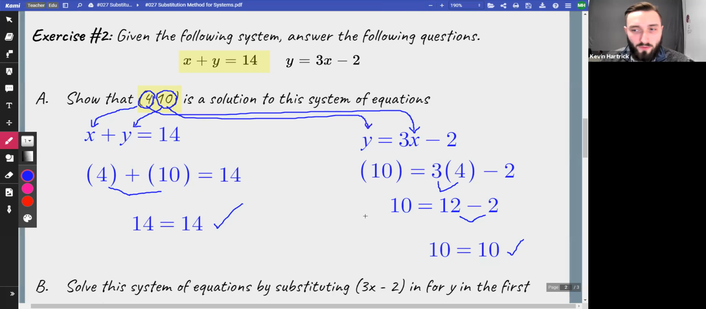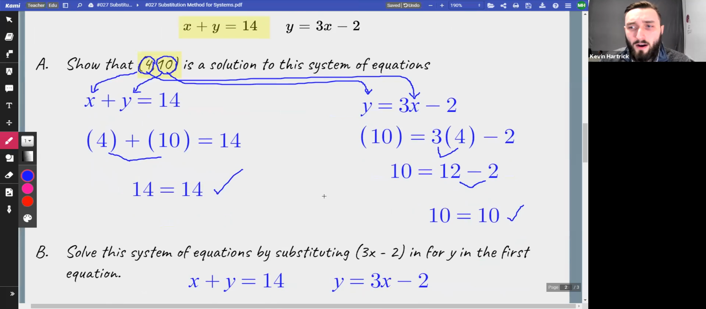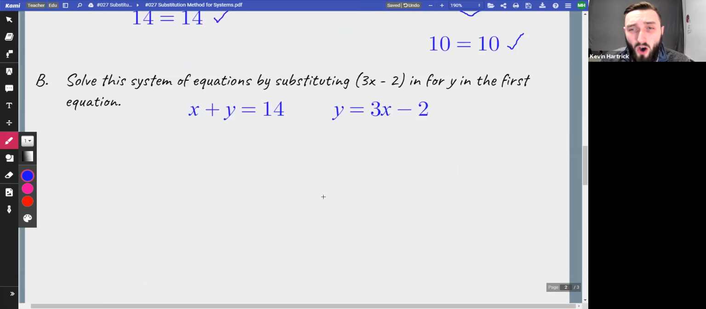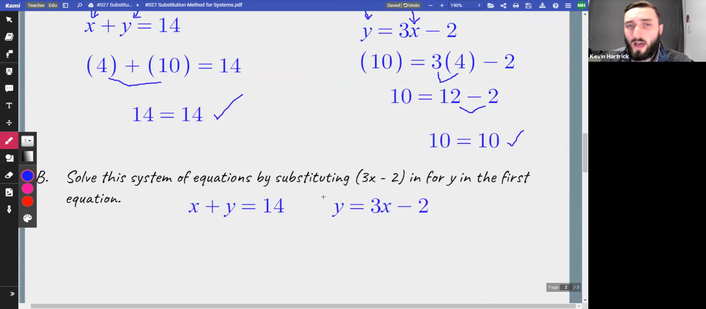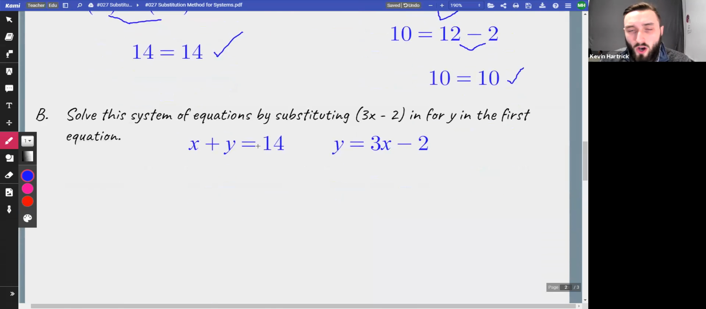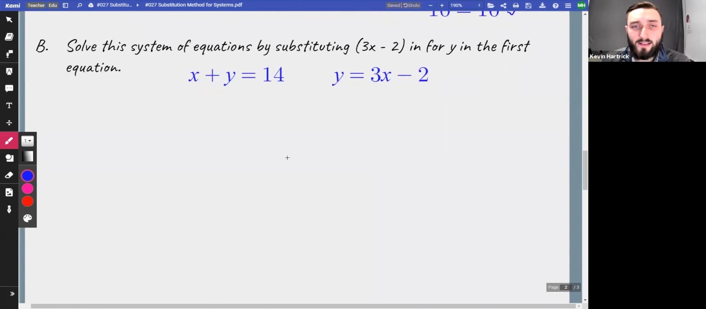And what you did was simplify using your order of operations to get to the end, making sure the right side equals the left side. So we were doing that last lesson as well, a little bit of a review. But now I want to take that same idea and actually solve this system of equations without knowing the solution, even though we do know the solution is going to end up being (4, 10). Let's solve it algebraically and get to that answer of (4, 10).